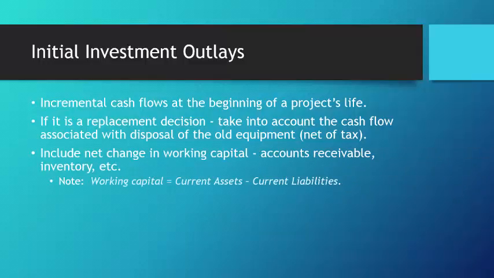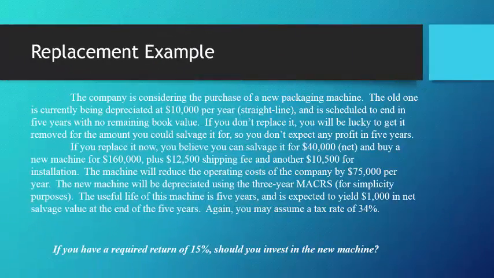And then, of course, we still have to include any net change in working capital. This problem doesn't give us any of those, so that's not going to be an issue. The real issue is going to be that second one, the replacement decision, and getting the old equipment net of taxes. So what are the initial cash flows in this instance? Well, we'll have to get things started, and therefore we're going to have to look at the cost of buying the new machine, plus the shipping fee, plus the installation costs. So that we'll have to look up front.